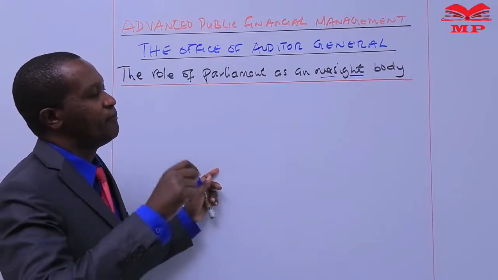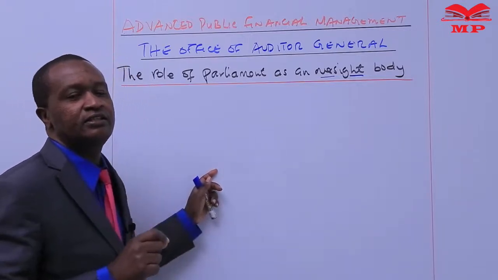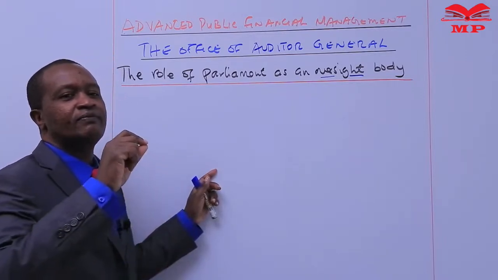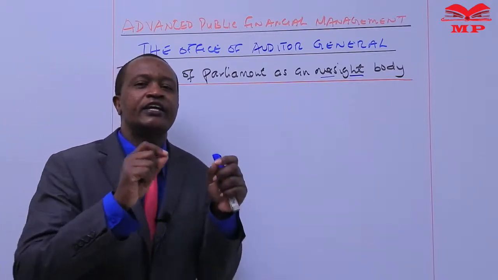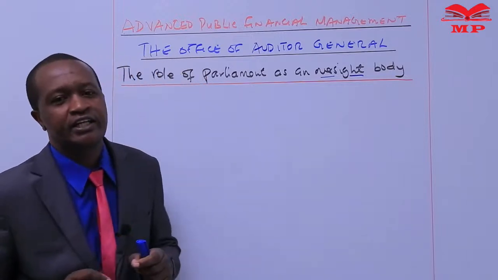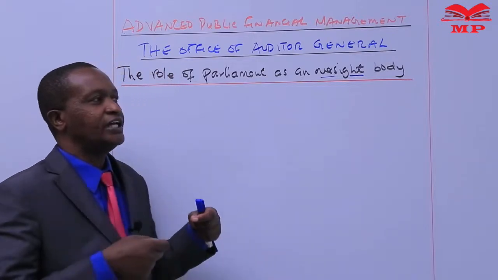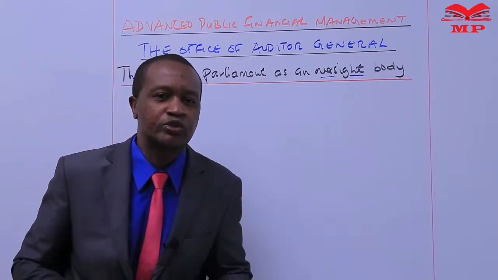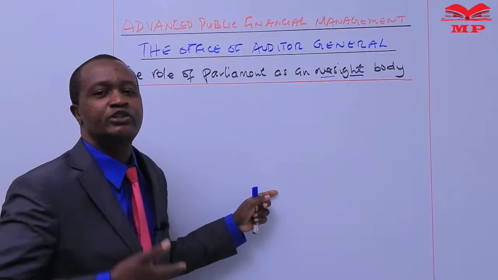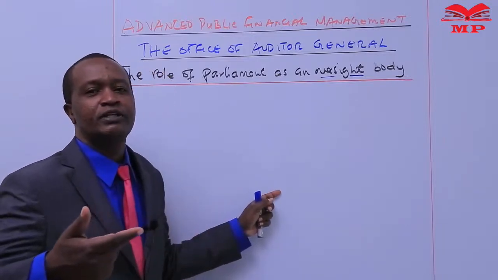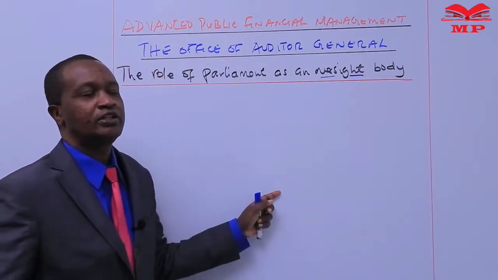So, candidates, parliamentary oversight is defined as review or monitoring of government and public institutions, including implementation of policies, implementation of laws, and so on.